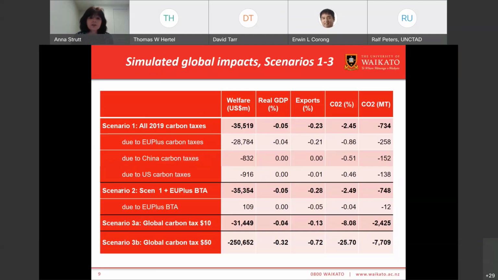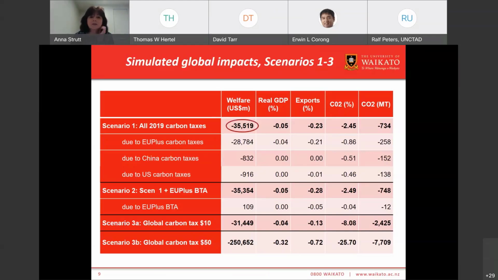Scenario 2 results are in this bolded line along here, with the only decomposition that we're presenting here being that due to the EU plus border adjustment mechanism, because we've already talked about the carbon taxes in scenario 1. Scenario 3A, the $10 global carbon tax, and 3B, which is the $50 carbon tax, are shown in the last two rows. We'll have a look at some of these results.